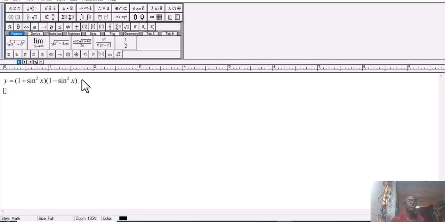Now, this is a product. We have two methods we can use to solve this problem. This is a difference of two squares. If you open up the bracket, you can do that on your own, it will give you 1 minus sine to the power of 4 x. That is what it will give you. So this is a short method that you can use to solve this particular question.